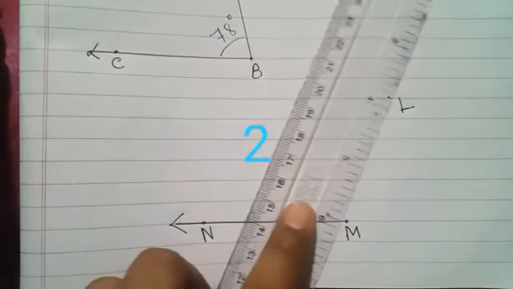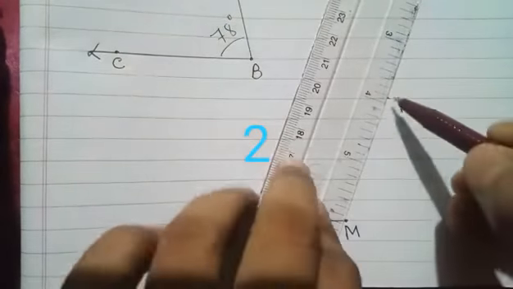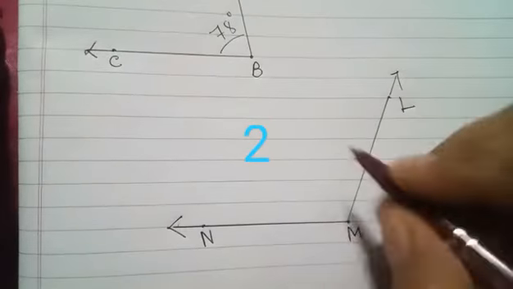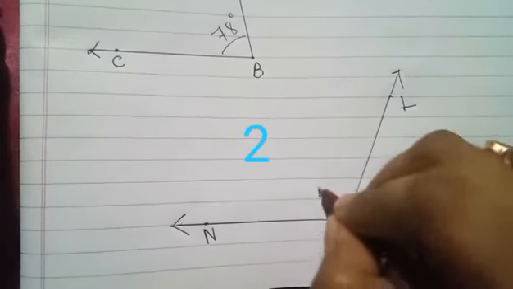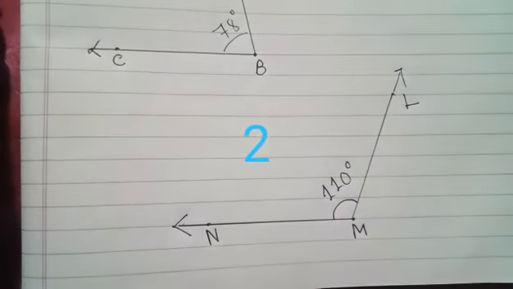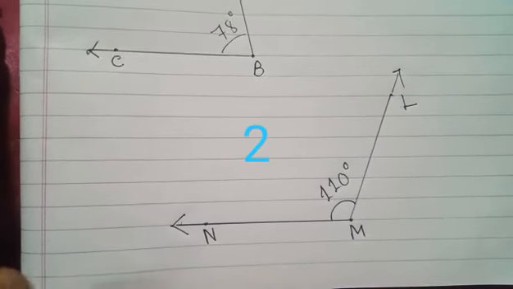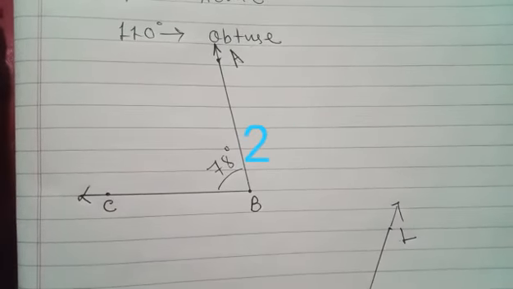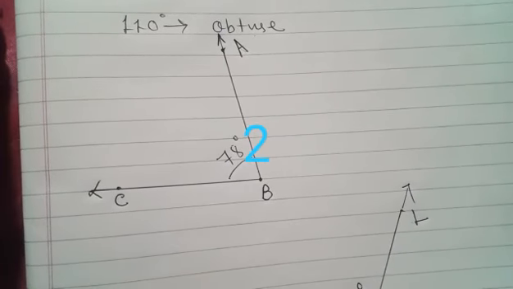Okay, now join L and M and extend it a little bit. So LMN will be your 110 degree, which is an obtuse angle. So this way you need to draw the angles by using upper scale and lower scale.